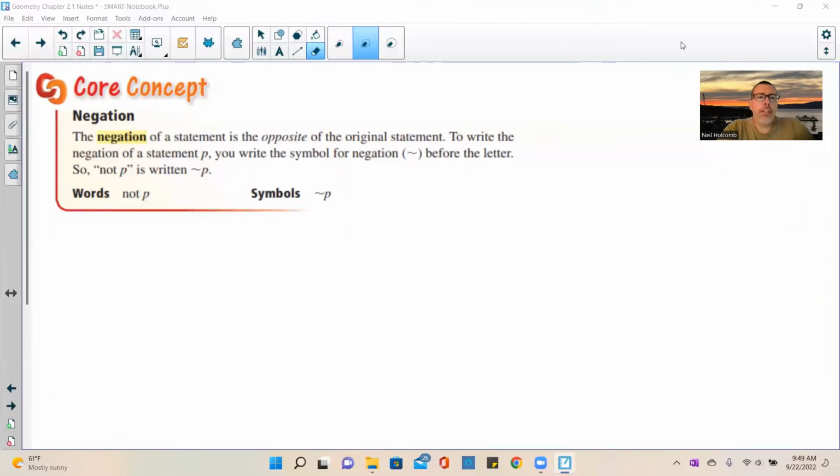Okay, another core concept is negation. The negation of a statement is the opposite of the original statement. To write the negation of a statement that we're going to call P, remember P is the hypothesis, you write the symbol for negation, which is a tilde. It's the squiggly line before the letter. So not P is written tilde P. The words are not P. The symbol is that squiggly line P.